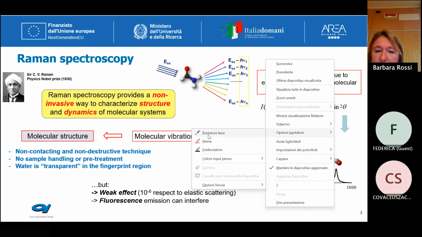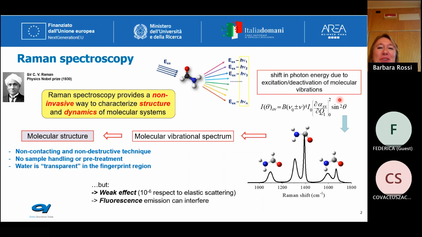So when the light interacts with the sample, a part of this light is inelastically scattered. This means that the energy of the light changes, and the shift in the photon energy is related to the excitation or activation of molecular vibrations. With this type of experiment, we obtain a Raman spectrum that consists of several bands, where each band can be associated to a specific vibration of a chemical group in your system.